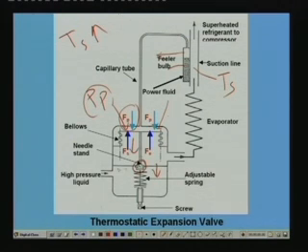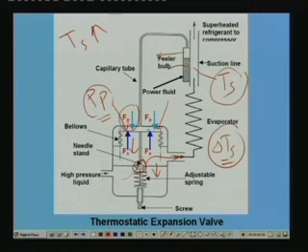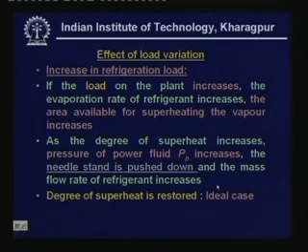Once this is pushed down, you can see that the area available for refrigerant flow increases. Once the area available for refrigerant flow increases, more refrigerant enters into the evaporator. Once more refrigerant enters into the evaporator, this temperature reduces because the degree of superheat reduces. Once the degree of superheat reduces, this pressure also reduces. So again it comes back to the original pressure. Again the degree of superheat delta Ts is restored, and this is the ideal case, right?